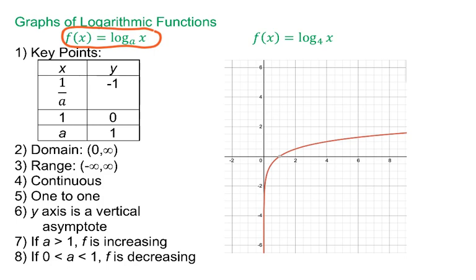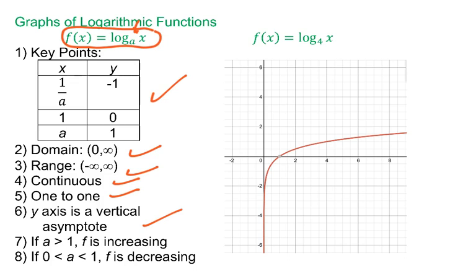And from the previous video, we can remember, for example, that a graph of a function of this form would go through some key points. The domain of the function is 0 to infinity. The range is negative infinity to infinity. The graph will be continuous and 1 to 1. There will be a vertical asymptote, exactly the y-axis, and if the a, the base, is greater than 1, then the function is increasing. If it's between 0 and 1, then it's decreasing.